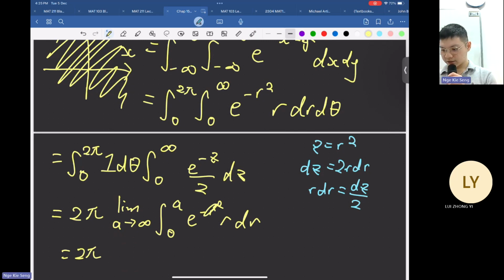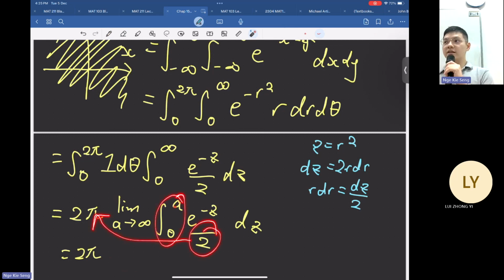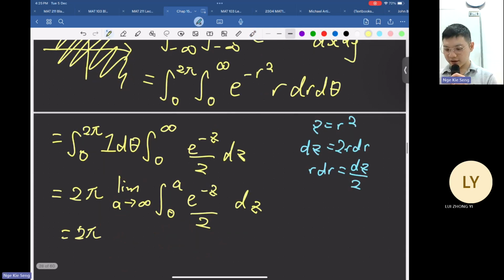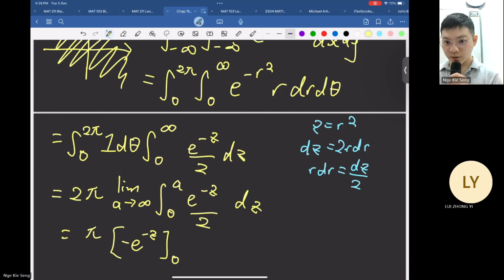So let's make it like this. And I can pull my 1/2 out, because integral is linear, and limit is also linear. Then I need to do this integral here: minus e to the minus z from 0 all the way to a. Then I need to have a limit.